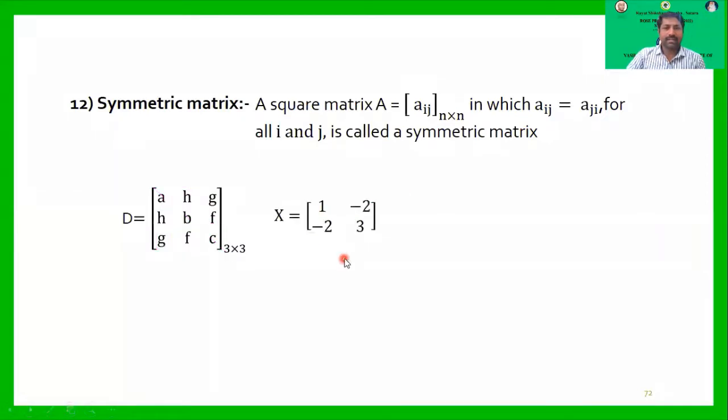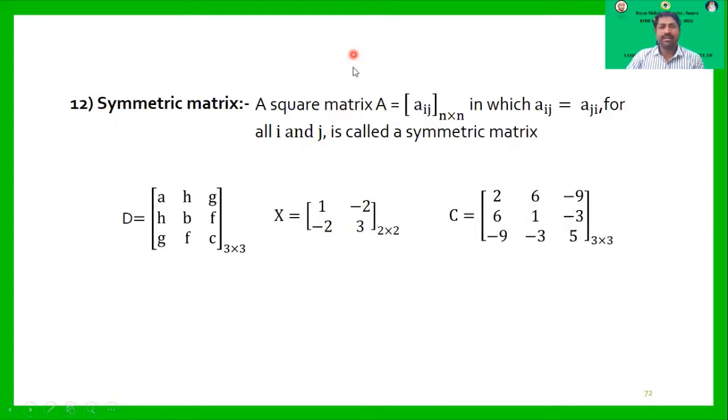Again X, this is also a symmetric matrix because A12 and A21 are same. C is again a symmetric matrix because it is symmetric about its diagonal. So here A12 is 6, here 6, A13 is minus 9, A31 is minus 9, A23 is minus 3, A32 is minus 3. So this one is a symmetric matrix.